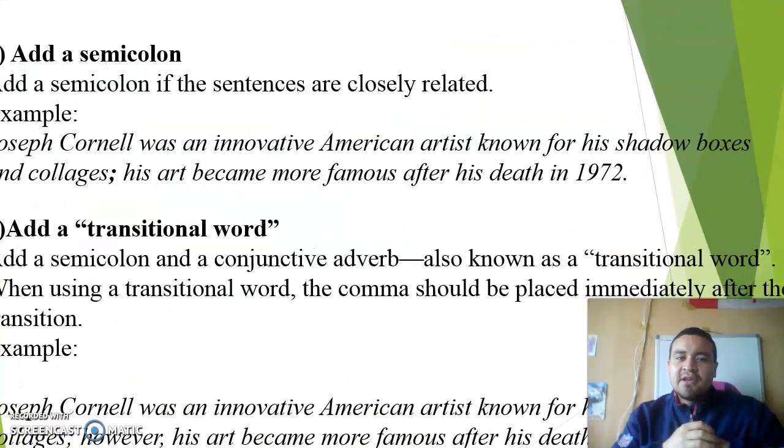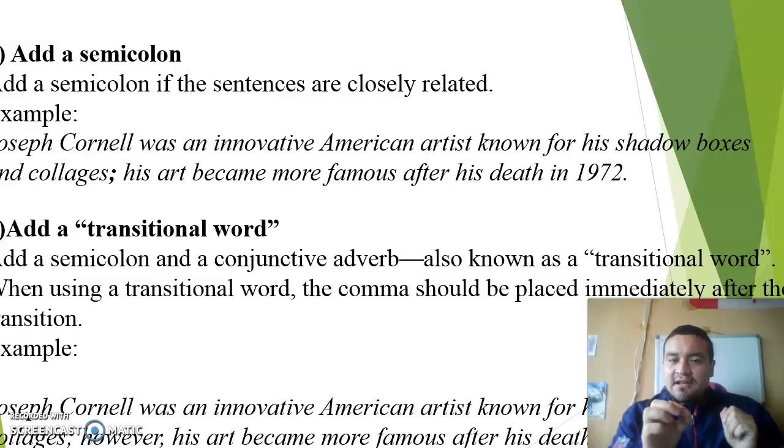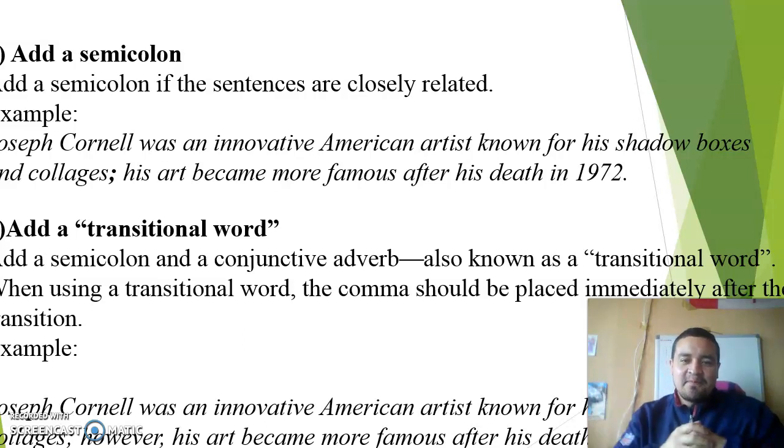A third option: we can add a semicolon. When adding a semicolon, the sentences should be closely related. For example: Joseph Cornell was an innovative American artist known for his shadow boxes and collages; his art became famous after his death in 1972.